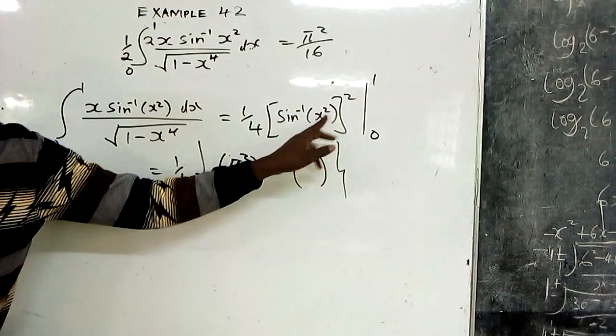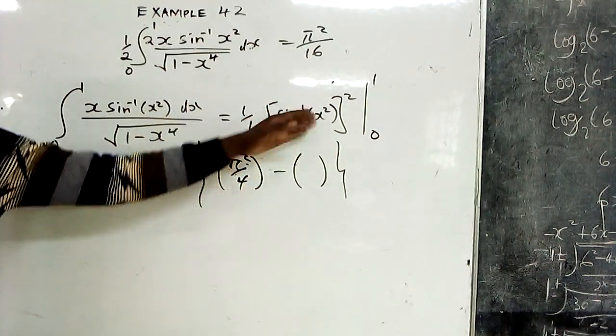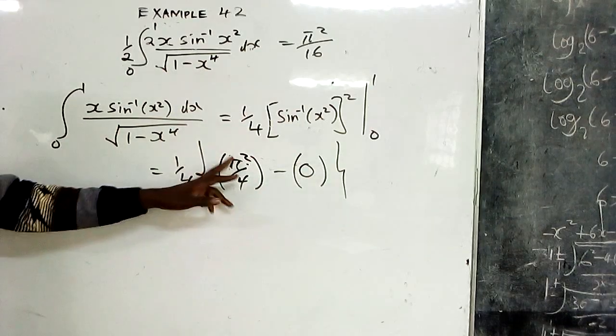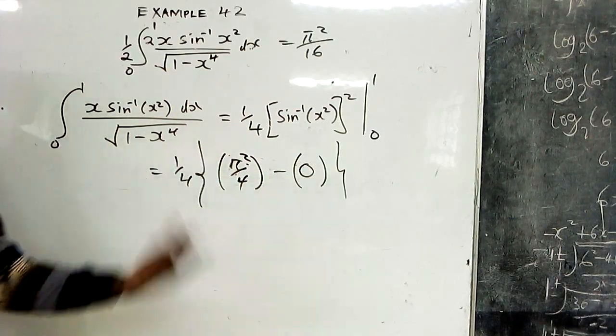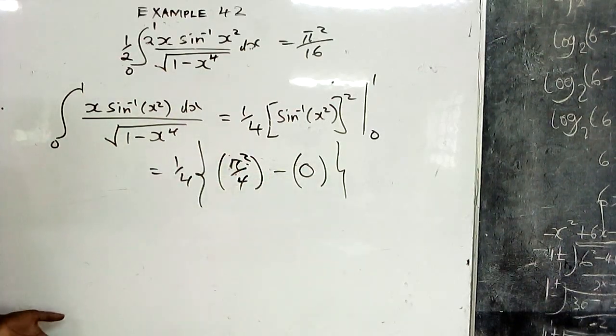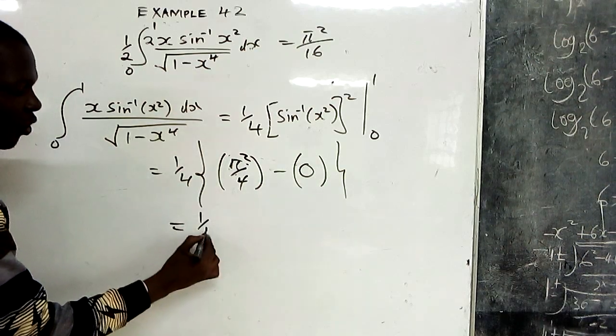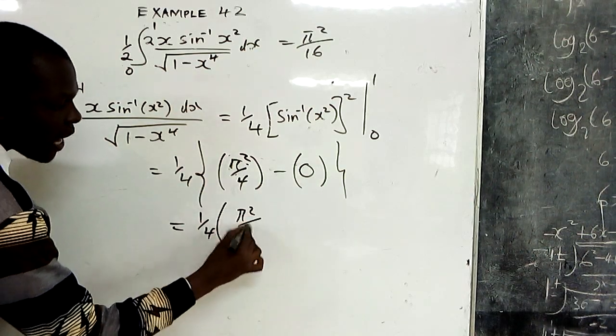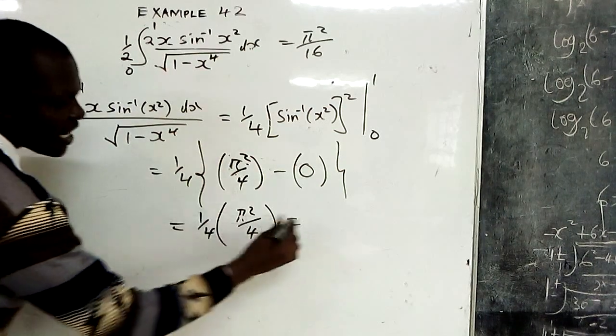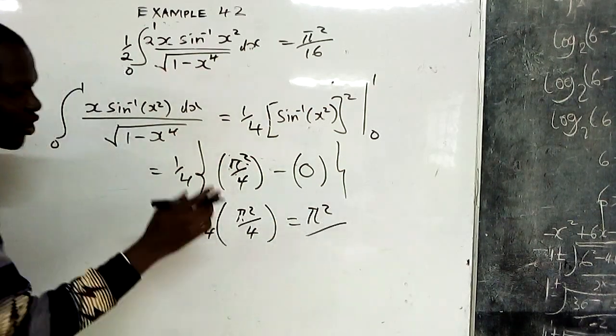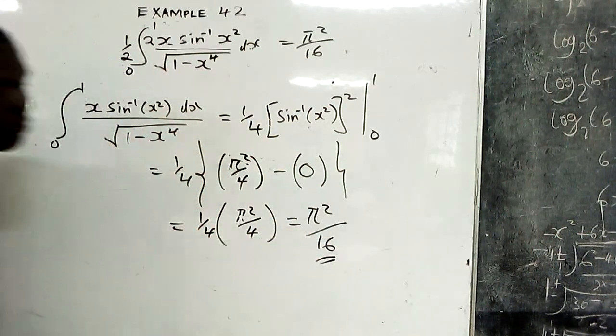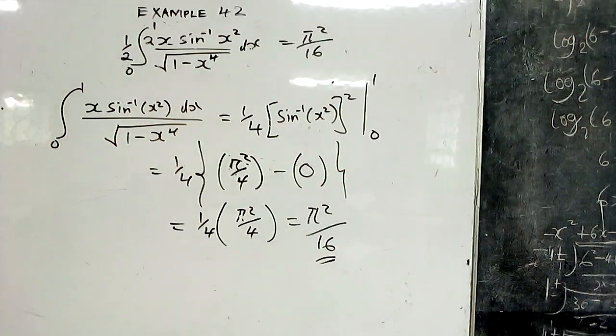Then the lower limit, sine inverse of 0 is 0. 0 squared is 0. Quarter times 0 is 0. So that one is 0. So pi squared over 4 minus 0 is just pi squared over 4, isn't it? So if you simplify this, what do you get? 1 over 4 into pi squared over 4. In the numerator is 1 times pi squared, and in the denominator 4 times 4, 16. So you found pi squared over 16. And that is exactly what they wanted you to find. Have you seen that? Are we together? Very simple. And you really like that.